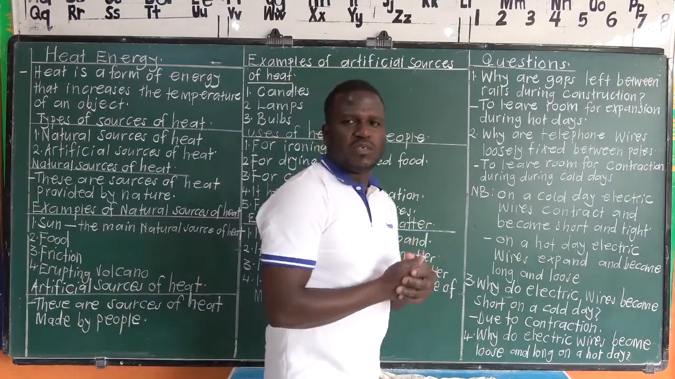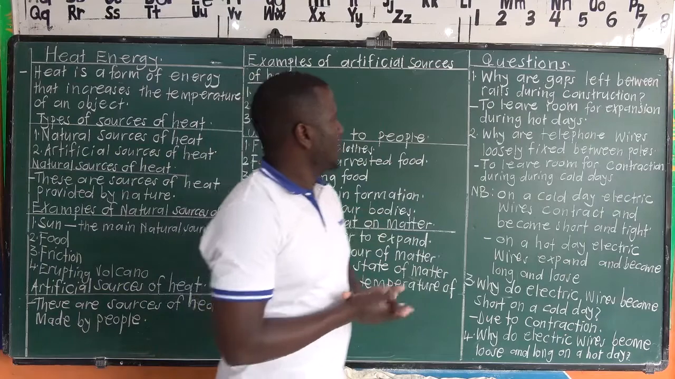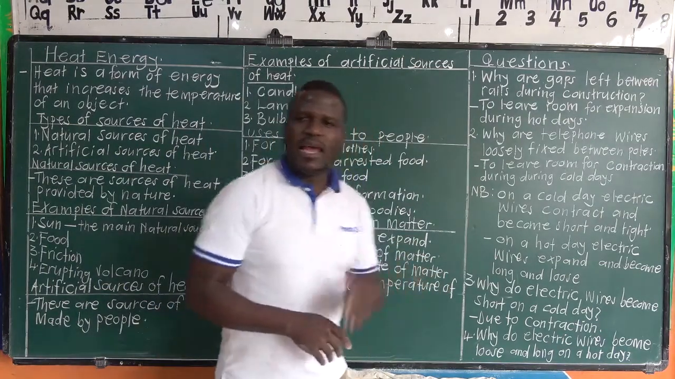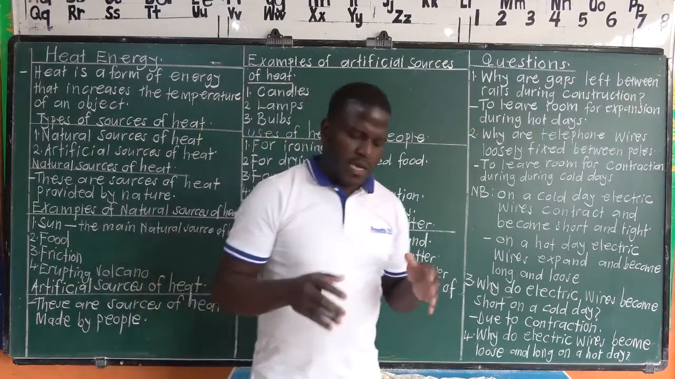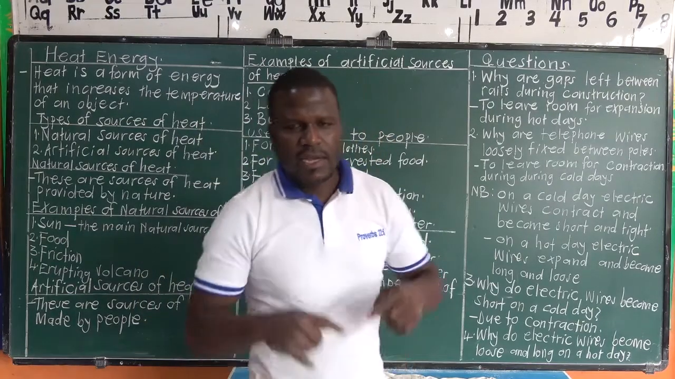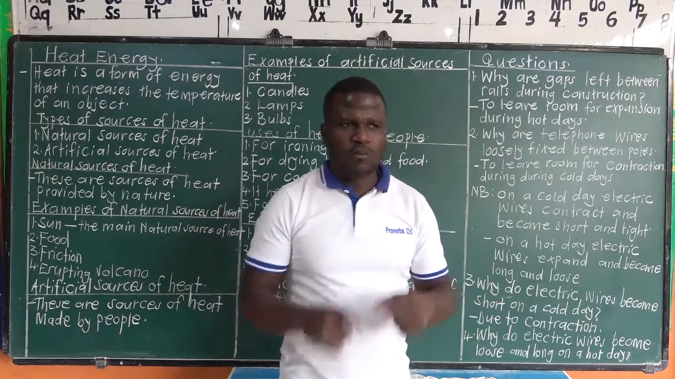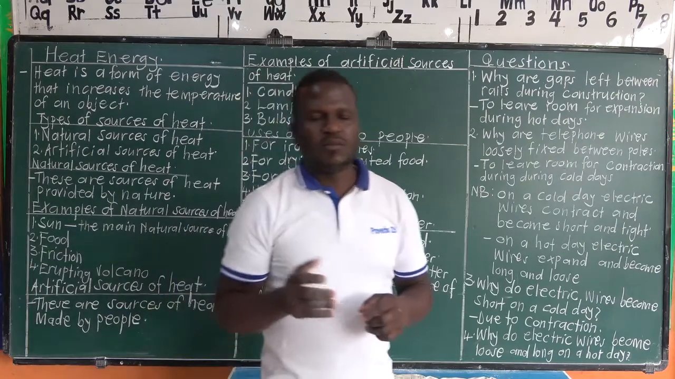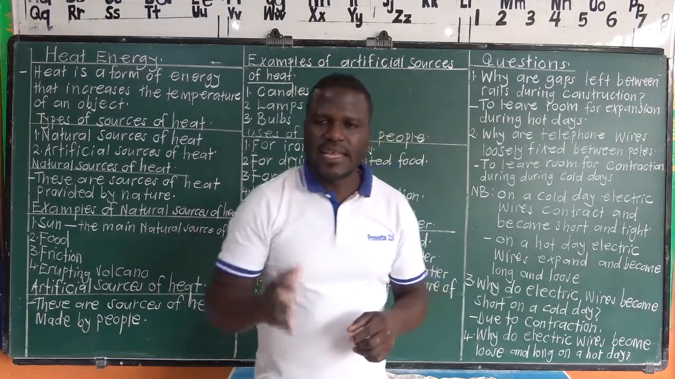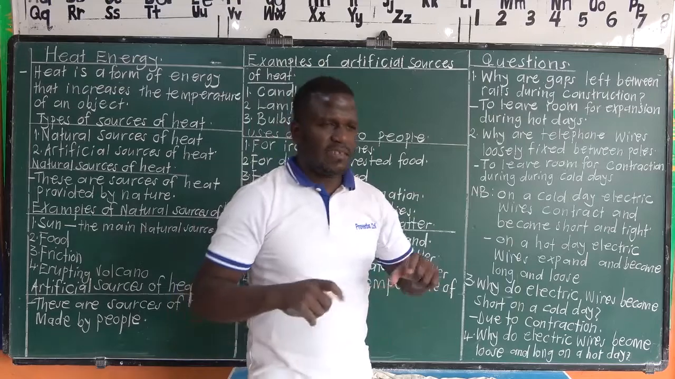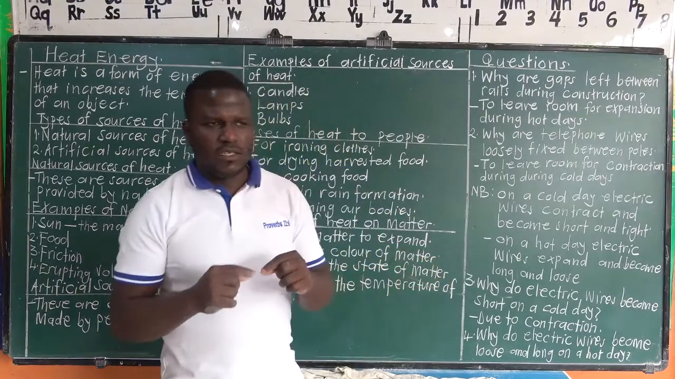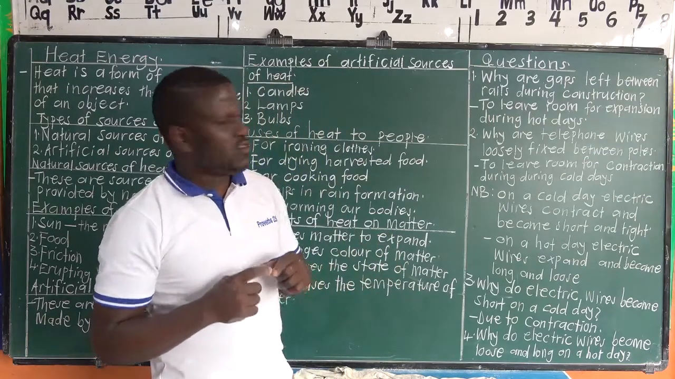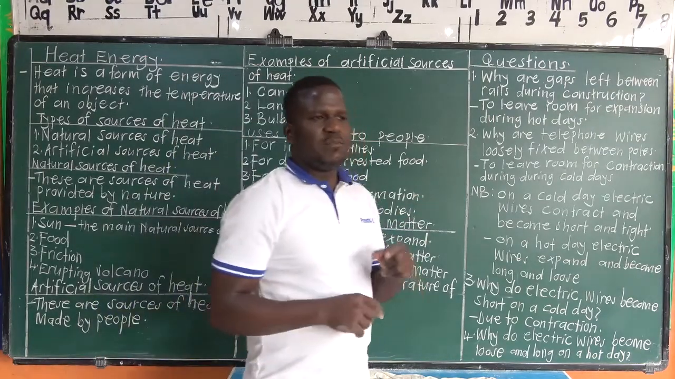There are some questions which I want us to go through. Number 1, why are gaps left between rails? When railway lines are being constructed, we have what we call rails. Rails are metallic objects that are joined to form railway lines. A rail is just a metal that is joined to form a railway line. So when a railway line is being constructed, gaps are left between rails.